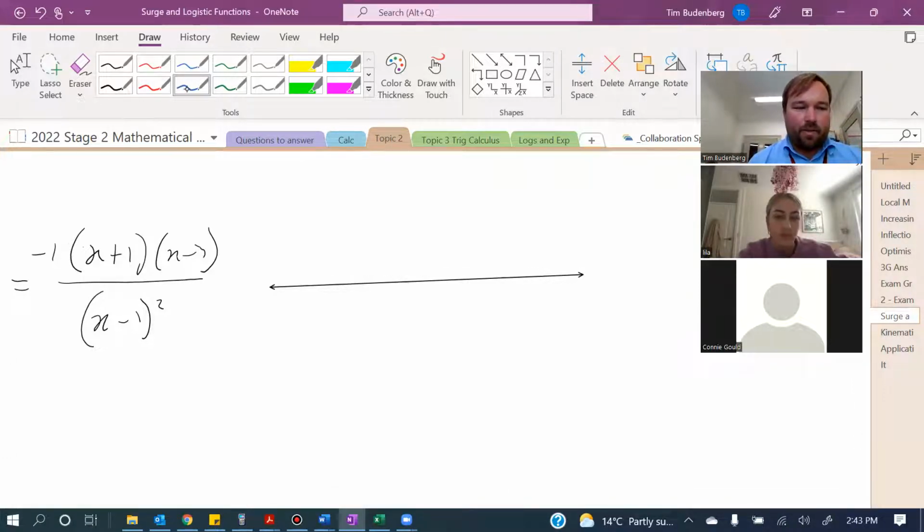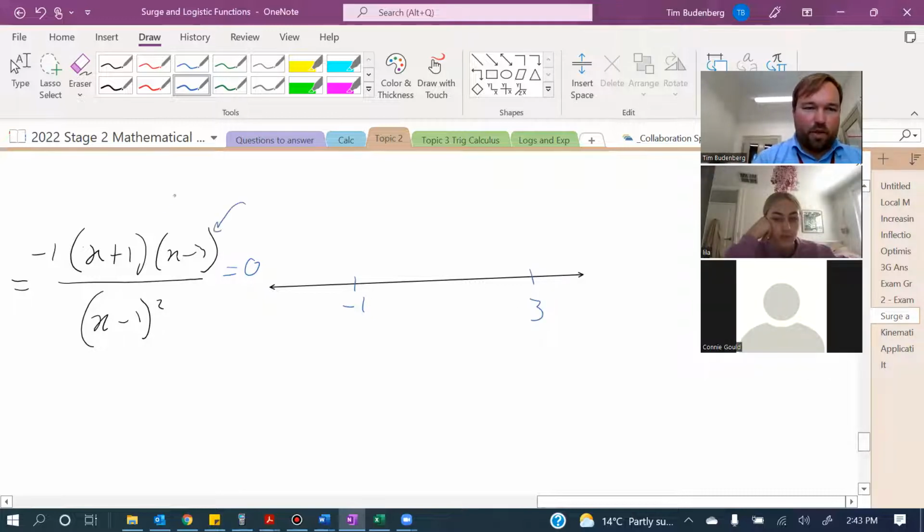Basically, sign diagrams need two key pieces of information on them. They need the zeros, so when this thing is going to equal 0, which is −1 and +3. Are you happy? And they come from the top. From the bottom, though, when the bottom equals 0, and I know it can't, but if it did equal 0, it would be undefined. And as it gets very, very close to 0, the sign can go up a very, very long way or down a very, very long way.